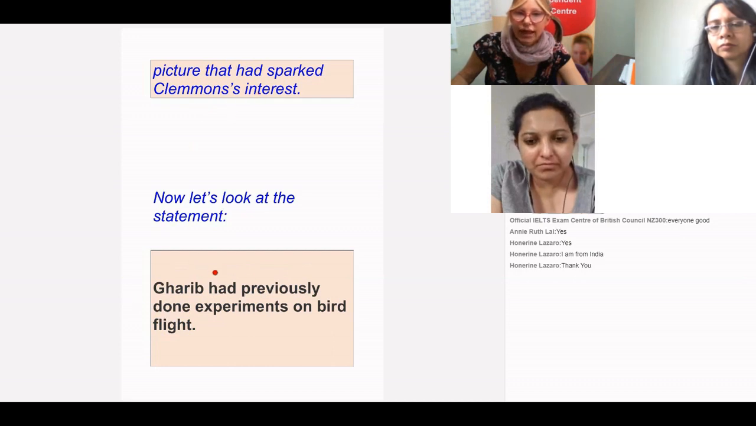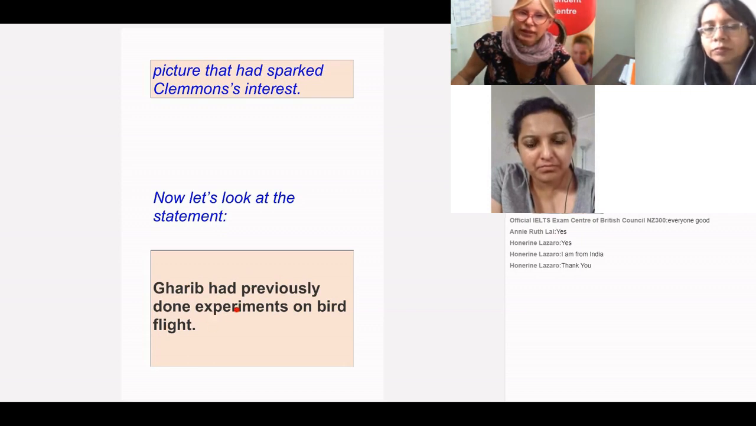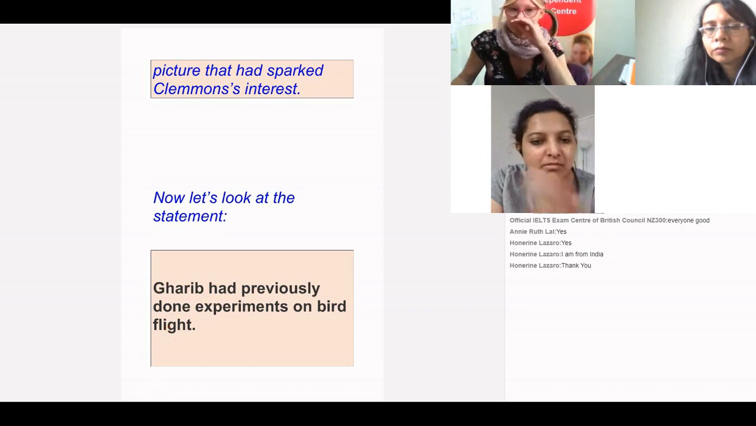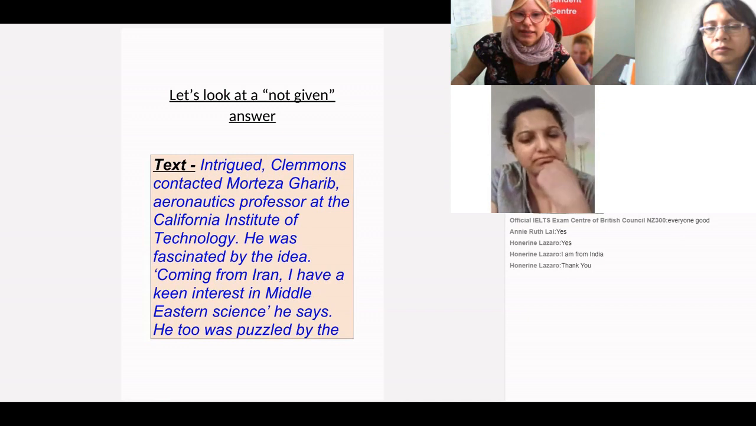Okay, so we'll just have a quick look now at the statement, which is Garib had previously done experiments on bird flight. Okay, so Garib is the person, and it says here in the statement that he had done experiments. So we want to have a look for this word here, experiments, and we want to have a look for the information about bird flight. Okay, so we'll go back.